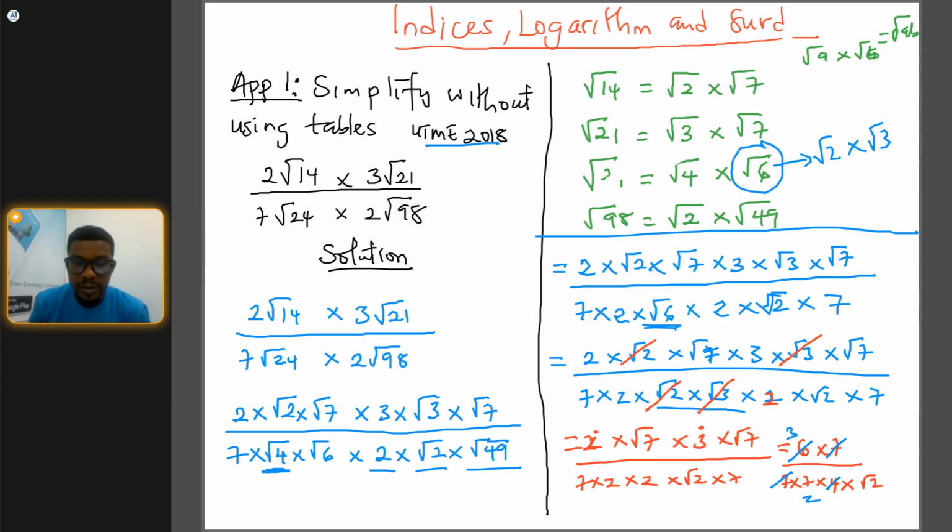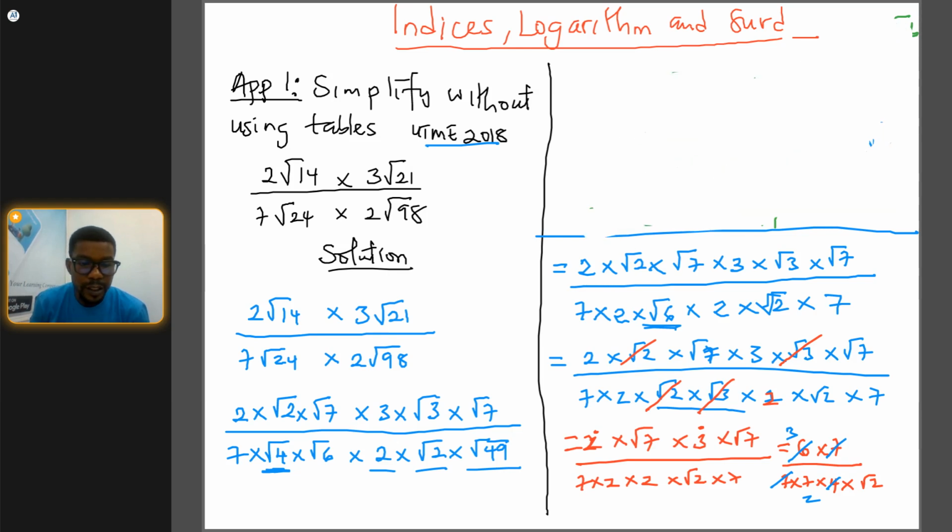Permit me to clean this place so we can continue from this part of the screen. Okay, all right, let's proceed.